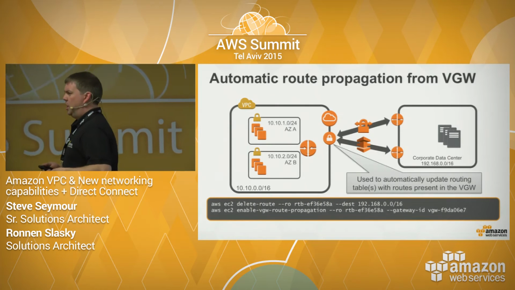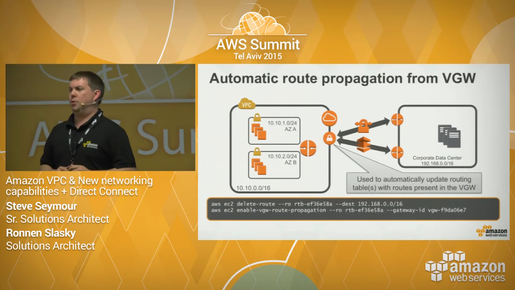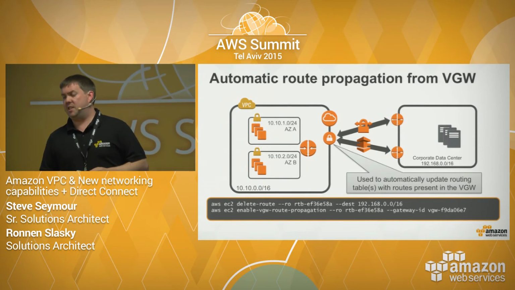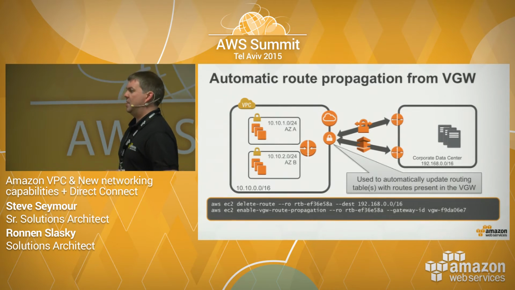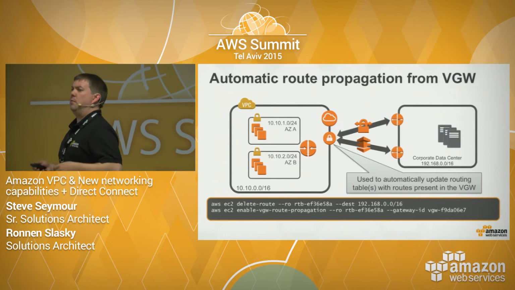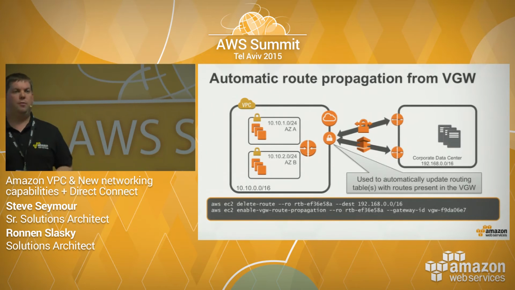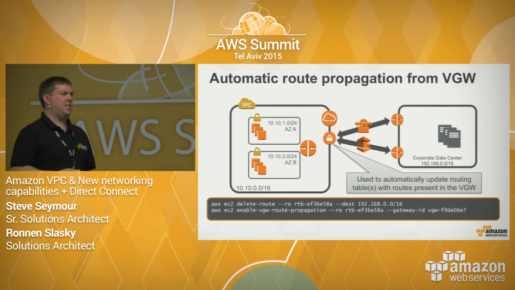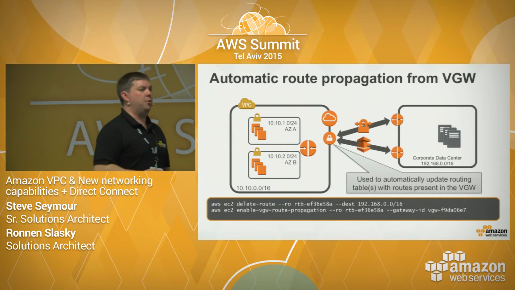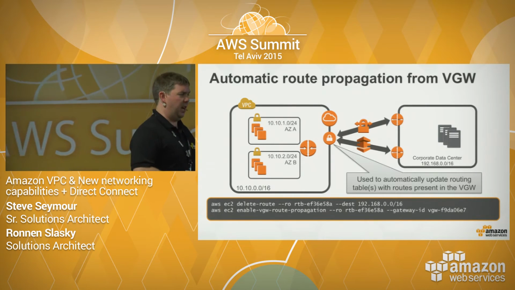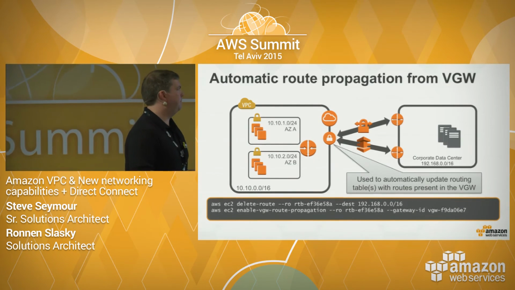So in the example shown here, what we're going to do is remove that static route that we actually created a moment ago, and instead enable route propagation. And what that says is, all of the routes that we receive from you over Direct Connect or over VPN, we're going to automatically put those into the routing table for you inside your VPC. So now you haven't got to maintain that manually.